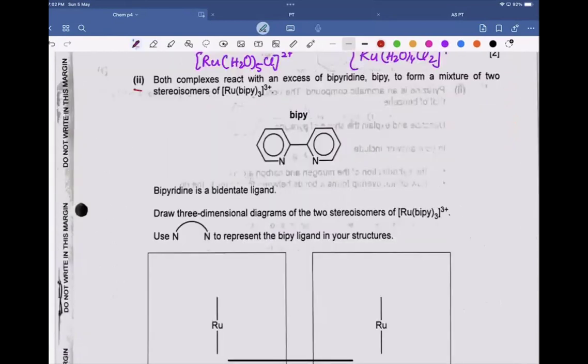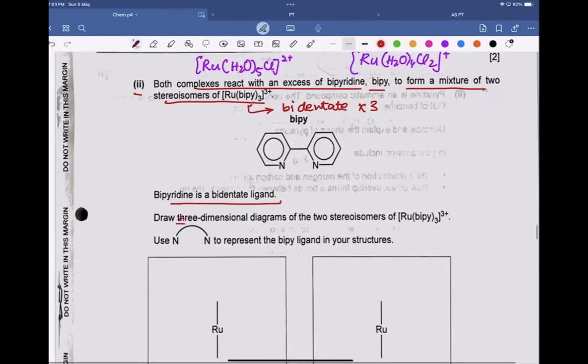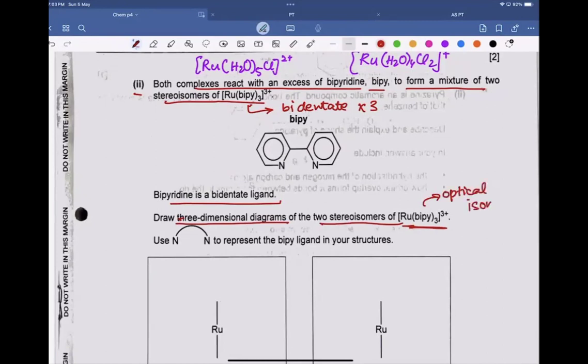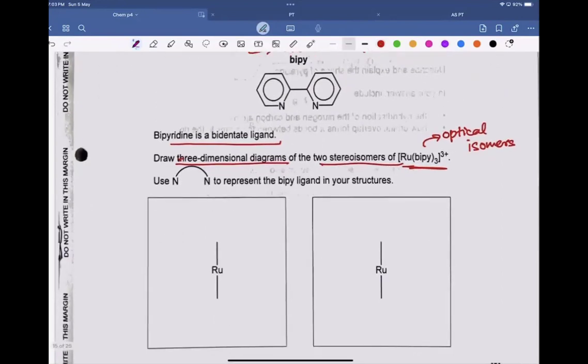Okay. Now part 2. Both complexes react with an excess of bipyridine, BIPY, to form a mixture of 2 stereoisomers. See, it's a bidentate ligand, and there are 3 bidentate ligands, right? Bipyridine is a bidentate ligand, they have told you. Draw 3-dimensional diagrams of the 2 stereoisomers. When there are 3 bidentate ligands, remember that it's always an optical isomer, and optical isomers are drawn by making the mirror images. So see how I'm going to draw it.